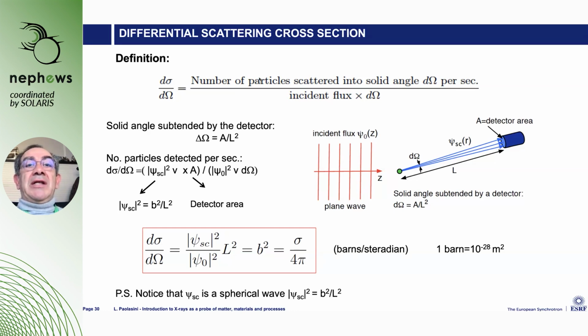In this case, the differential scattering cross-section is equal to the number of particles scattered in a solid angle with respect to the incident flux. And applying the previous description, we see that the differential scattering cross-section is equal to b squared. B squared has as a unit the barn. Barn is a very small number, 10 to the minus 28 meters squared. And the differential scattering cross-section is equal to the total scattering cross-section divided by 4 pi.